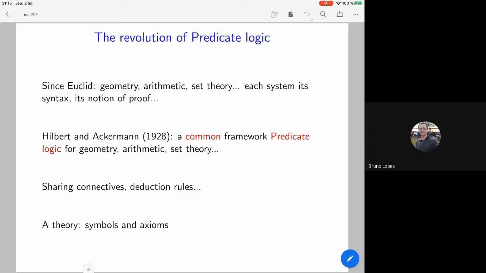And the 3 major theories of that time, of the 20s, so geometry, Euclid geometry, Hilbert geometry, arithmetic, and set theory, could be expressed in this same logical framework. It means that the conjunction that you have in geometry, the conjunction that you have in arithmetic, the conjunction that you have in set theory are just one symbol. And the deduction rules that you have in geometry, the deduction rules that you have in arithmetic are the same because they belong to the framework and not to the theory. And to define a theory, you just need to provide a set of symbols and a set of axioms, and only the language and the axioms differ from one theory to the next.